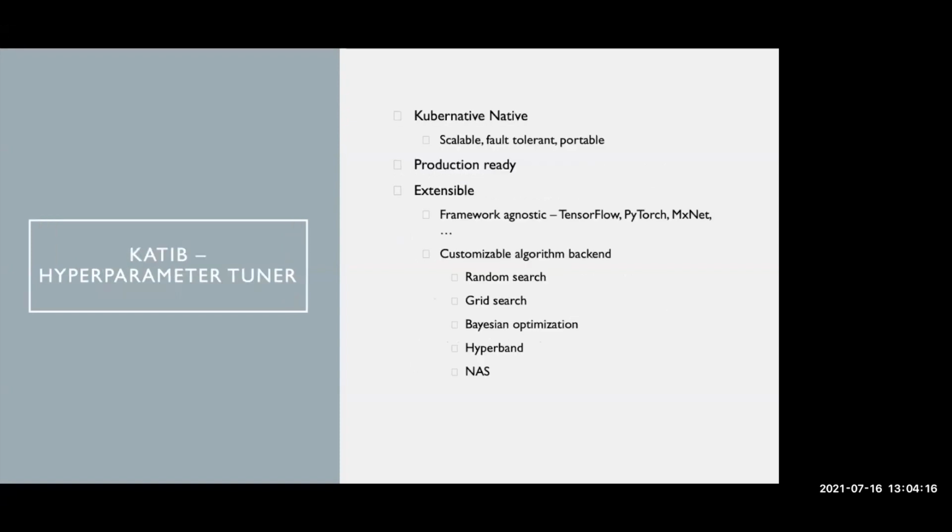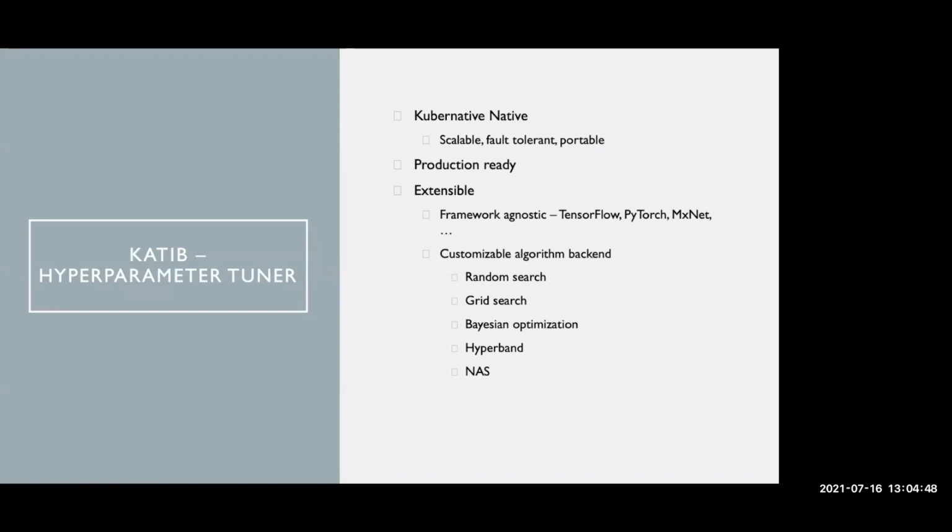So that is where Katib comes into the picture. This is a fully Kubernetes native solution. Since it is built on Kubernetes, you automatically get all the features of Kubernetes. It is scalable, fault tolerant, portable. It is production ready. People are using it in production in various companies. Currently, it is in the v1beta1 API. There are no more changes. We are moving to v1 soon.